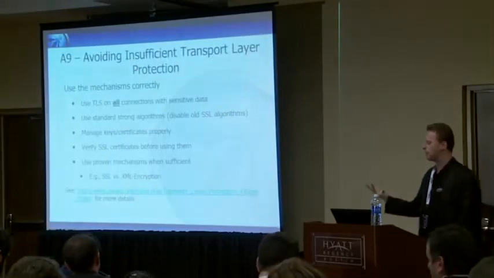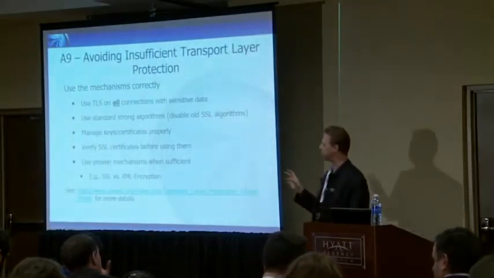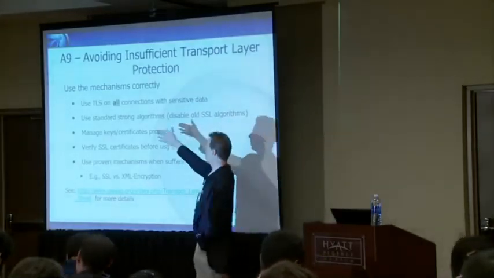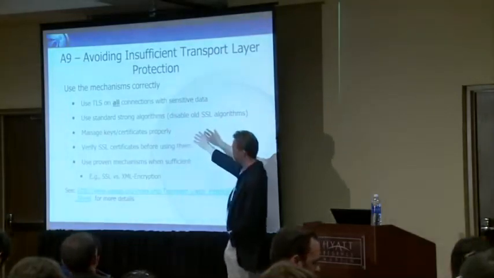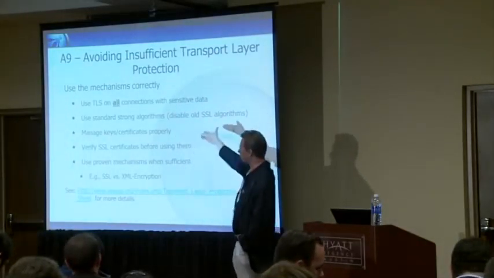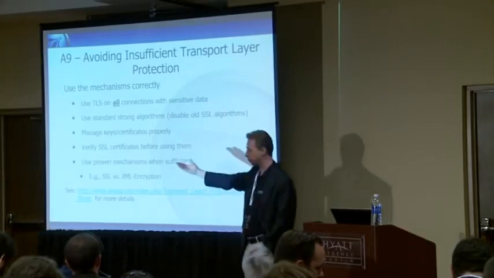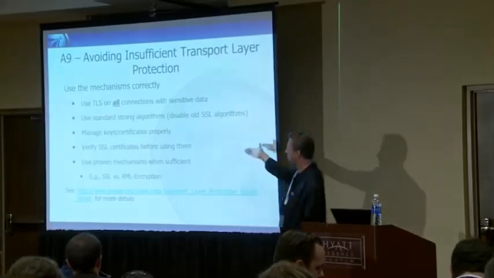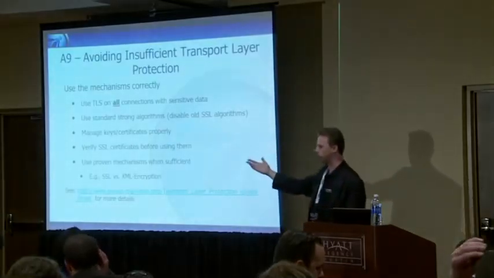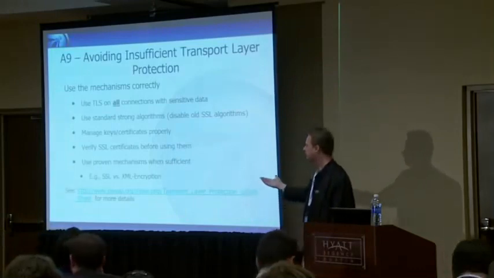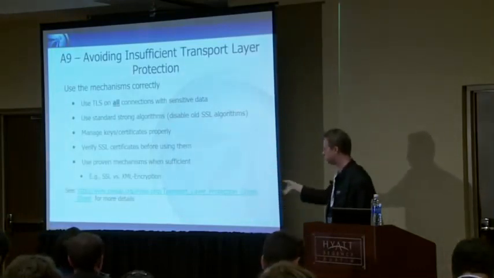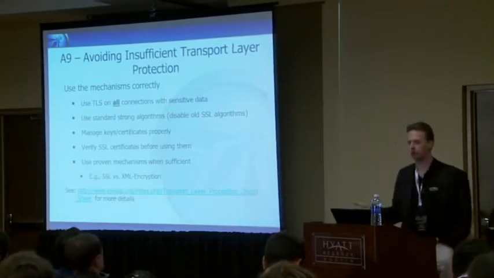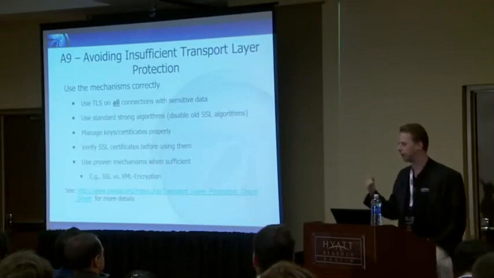So you have basically three methods of getting into the data. There are a number of mechanisms that we at OWASP recommend. First of all, use TLS on all connections with sensitive data. Use standard strong algorithms, as I said, to avoid this downgrading, and really make it mandatory. Manage your keys, and verify the certificates before using them. In a number of cases, people don't verify or don't look for revocation. And use proven mechanisms if possible. And there's, again, this nice cheat sheet that we have, just as a reminder. I'm sorry, probably all of you have heard and read it, but I really like our cheat sheets.